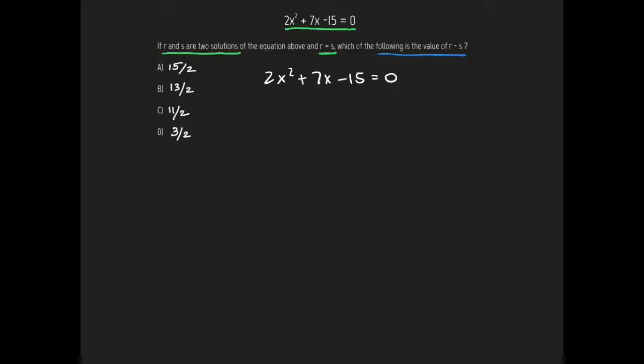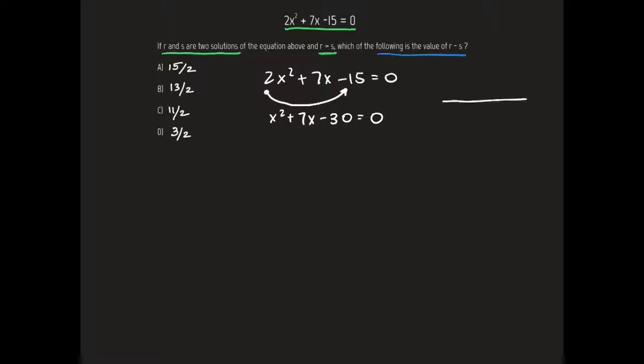Whenever we have an a value greater than 1, we have to multiply it to our c term, which is our last term in the quadratic equation. So that means we have x squared plus 7x, and 2 times negative 15 is negative 30, so minus 30 equals 0. Now we have to find our two terms that will work for this equation. So let's create a CAB table.